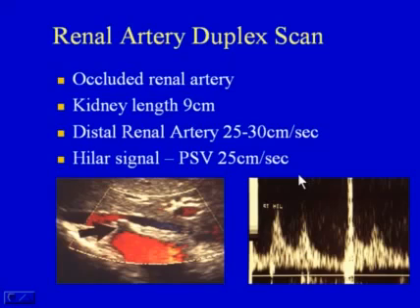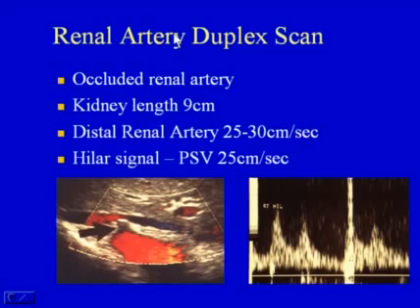Now, occluded renal arteries. The renal arteries are not often seen when they're occluded. Occasionally, you might be able to see a little stump off the aorta. This is the right renal artery, and there's no Doppler signal. But in the presence of being able to identify an occluded renal artery, it's important to go out to the kidney and the hilum to see if this kidney is actually viable via collaterals.